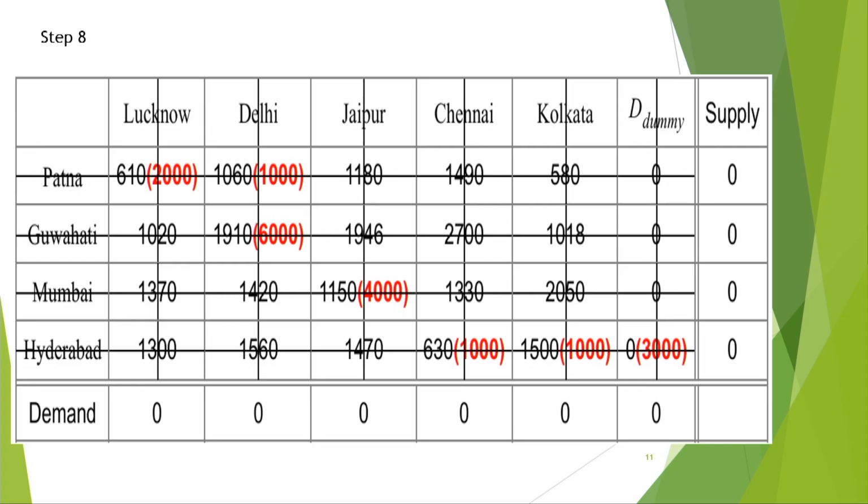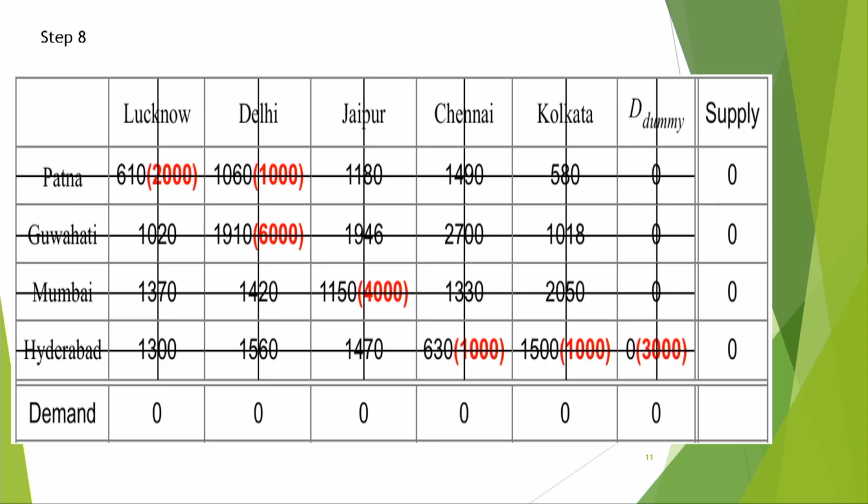Given to dummy means dummy is not anything; it will just be put in some godown, it will become inventory of Hyderabad. So this is 3000, now everything is 0 0 0. So you got one initial basic feasible solution by the northwest corner method.